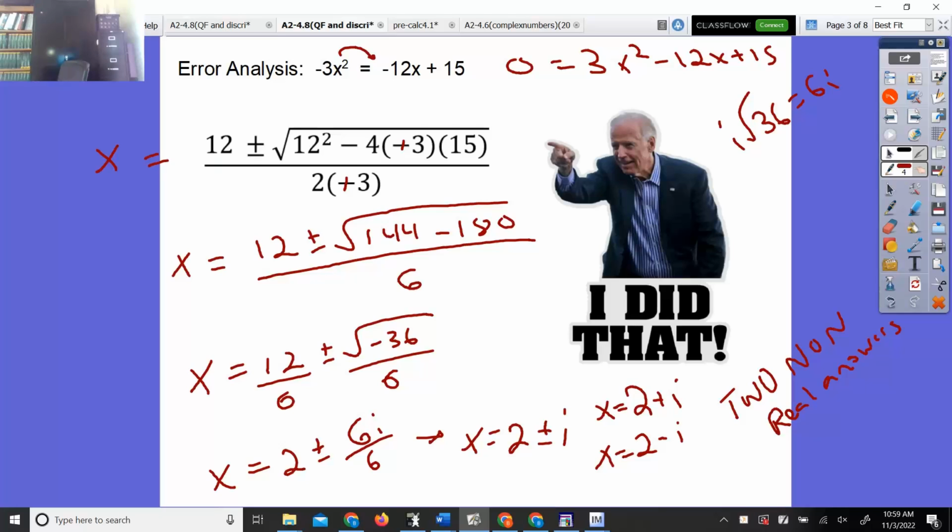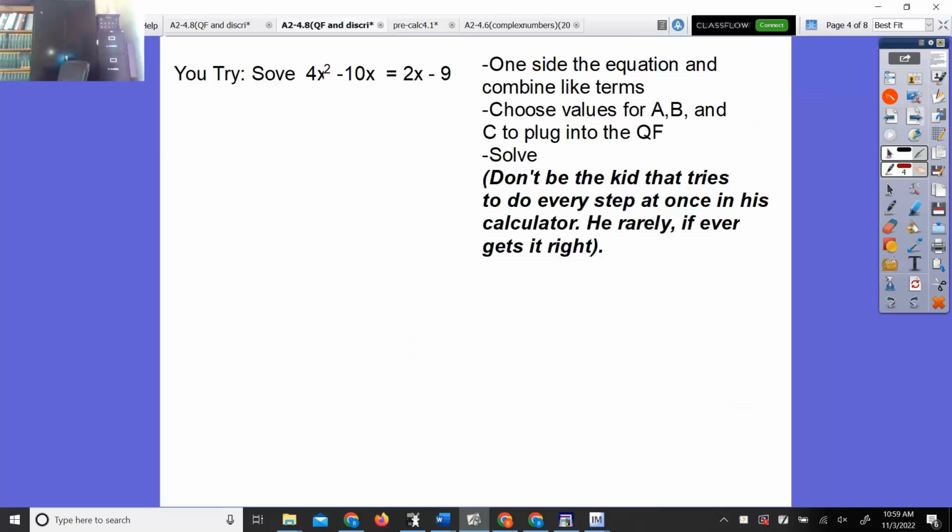6i. Will we see this on the test? You will. It's an algebra 2 standard. 2 non-real answers. This one's for y'all.